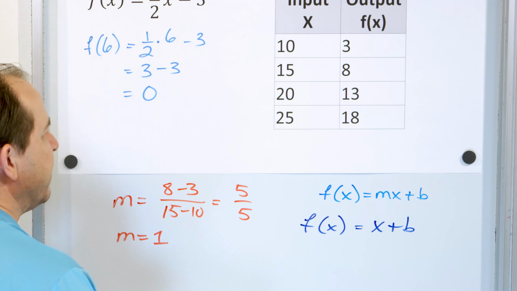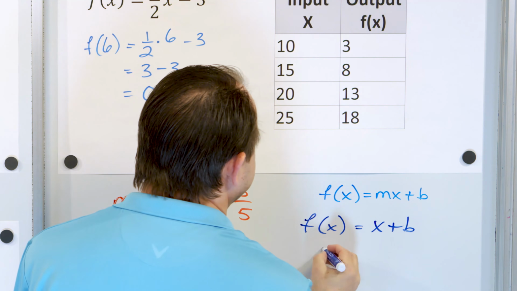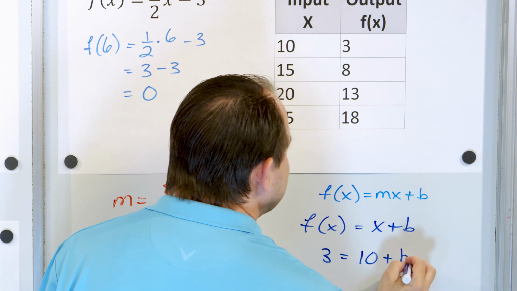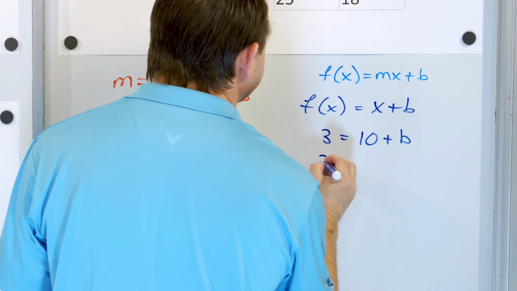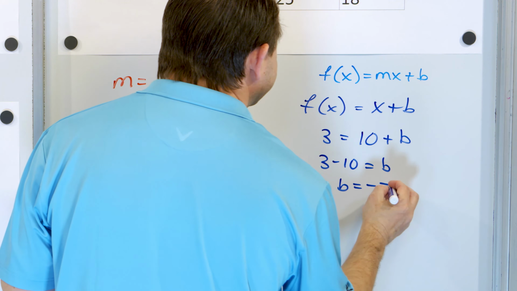Now to figure out what the function is, we have to pick a point and put it in here. The output is 3 when the input is 10. We've done these kinds of things before. Let's solve for the y-intercept. All right, we're going to subtract 10, so 3 minus 10 is equal to b. So b is equal to -7.